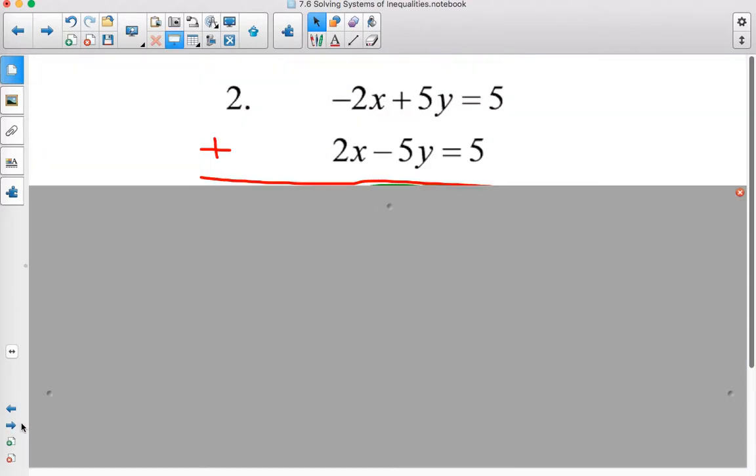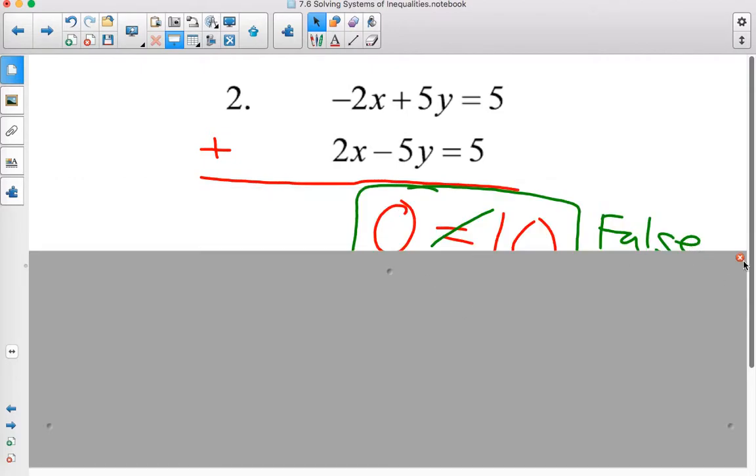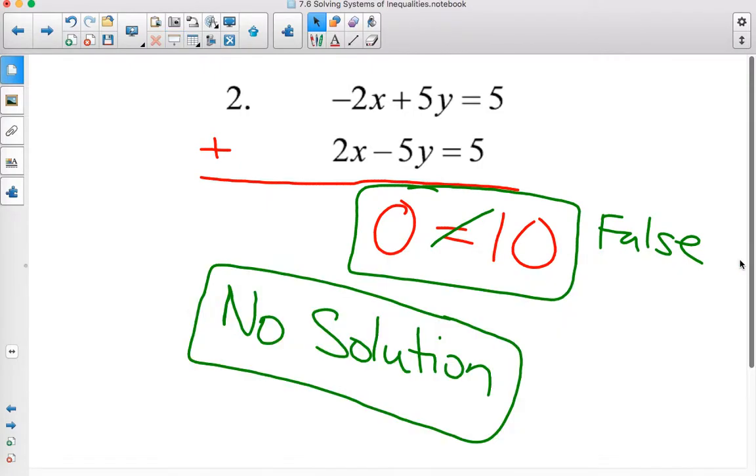Second one, I would probably choose to solve by elimination because they have the same number of x's and y's. Doesn't matter which one I choose to eliminate. I would add them both because they are opposite in sign. When I add them both, my x's disappear and my y's disappear. Because they both disappear, what I end up with is 0 on the left-hand side. I get 10 on the right-hand side, and that's a false statement. 0 does not equal 10.